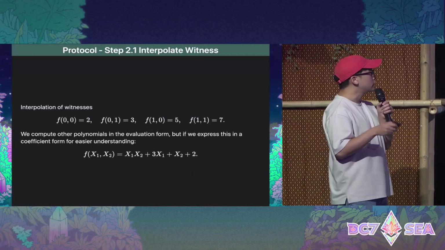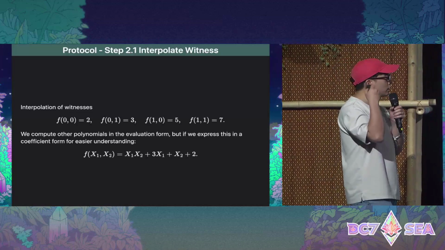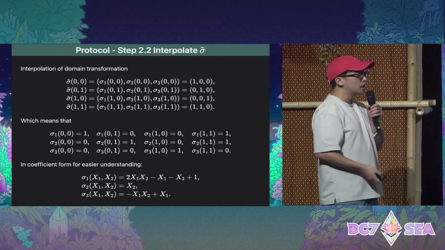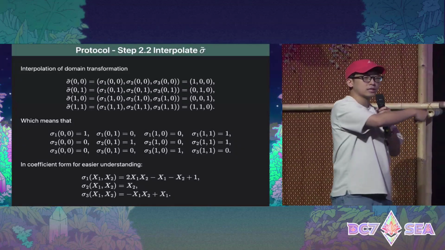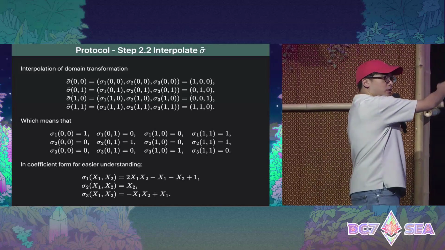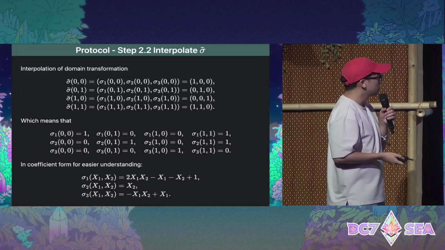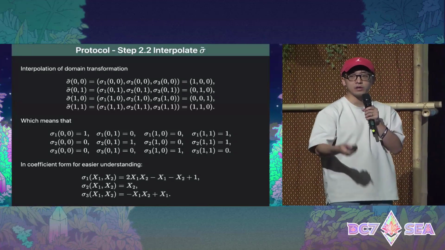And then we interpolate the witness. Just for easier understanding, I expressed this in a coefficient form. And then we also need to find the domain transformation functions. This is just a mapping from the witness domain to the table domain. So if we express that in a coefficient form, actually we are using only the evaluation form.